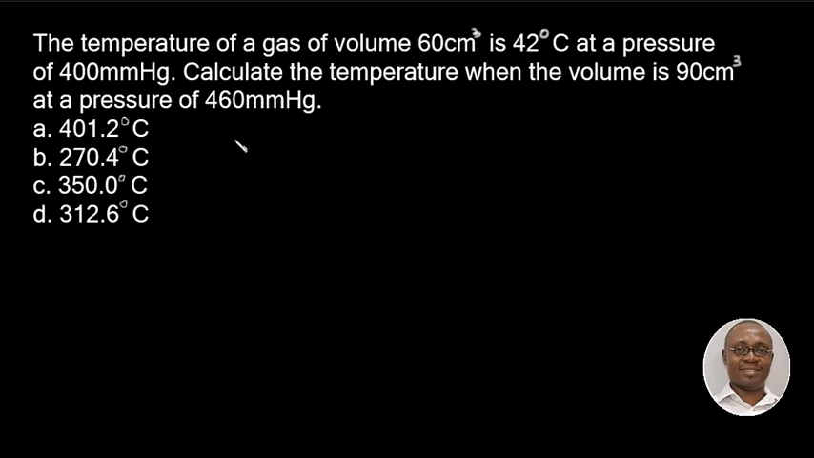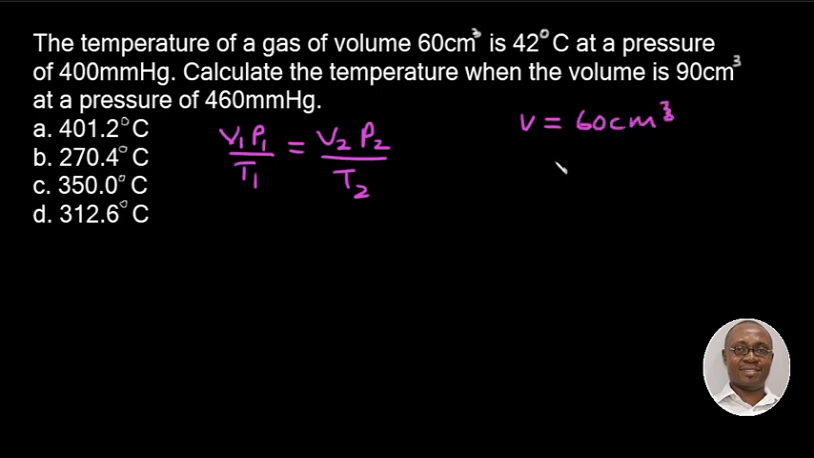So this brings us to the formula, the ideal gas equation, which is V1P1 over T1 equals V2P2 over T2. So we're going to see the values of all these. The V1 is the initial volume, which is 60 cm³, while the V2 is 90 as shown in the question. Then P1, maybe we'll just start inputting the values directly.